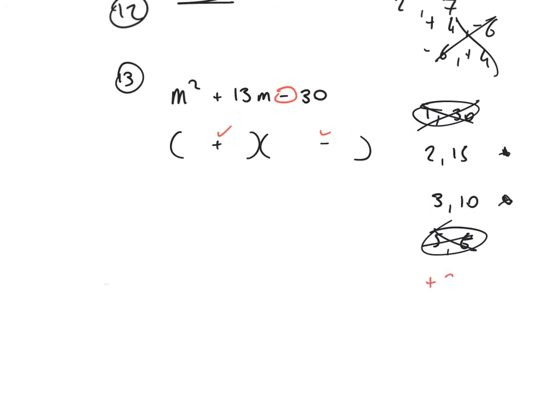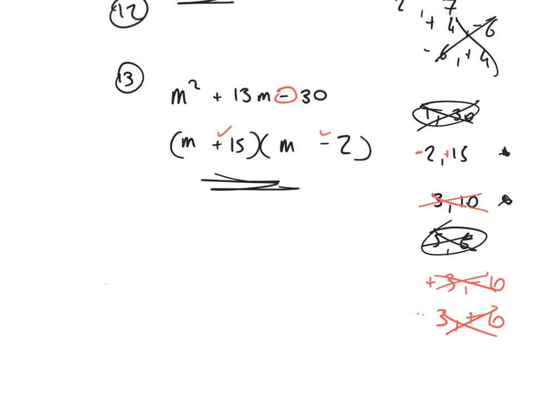Okay, so could it be plus 3 and minus 10? That doesn't work. Could it be minus 3 and plus 10? That doesn't work. Okay, what about plus 15 minus 2? 15 times minus 2 is minus 30, and 15 minus 2 is 13. That works. Final answer, m plus 15, m minus 2.